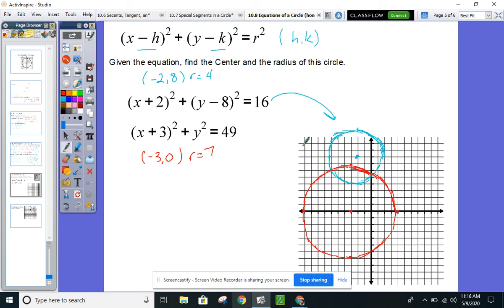Again, that's how you graph them. That's the easiest way to graph them. Or if you have a compass, that's actually even easier. You just put 1 point right there, measure out 7 units, and just do your circle. Let's do one more here.